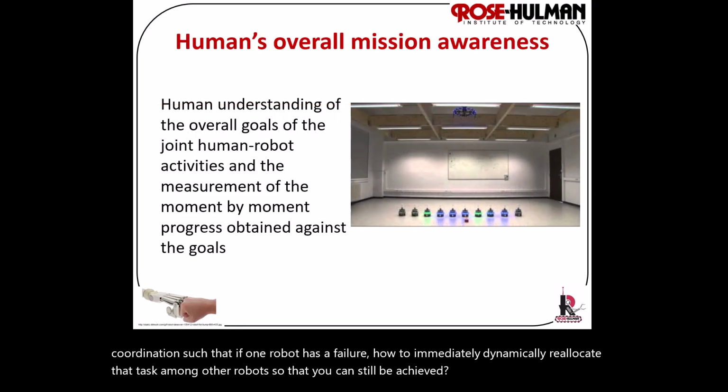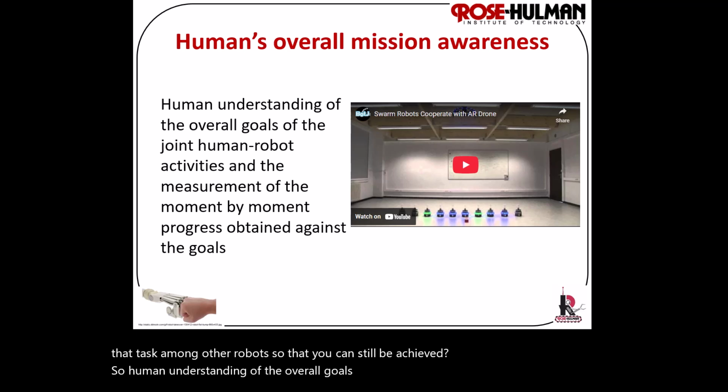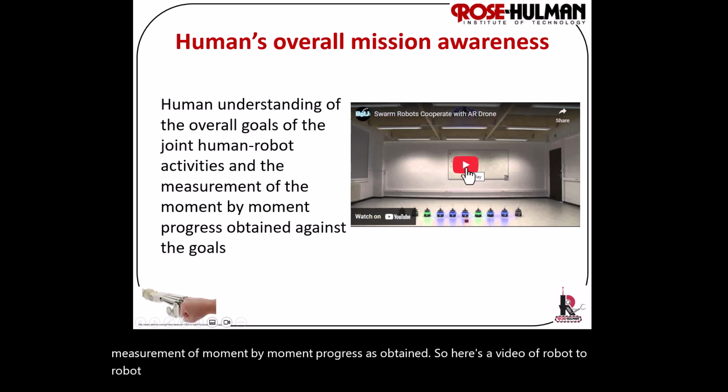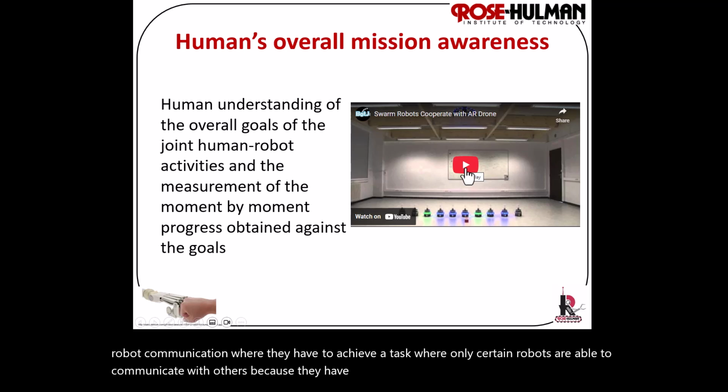So human understanding of the overall goals of the joint human-robot activities and the measurement of moment-by-moment progress as obtained. So here's a video of robot-to-robot communication where they have to achieve a task where only certain robots are able to communicate with others because they have an awareness of the situation that some of the robots do not.